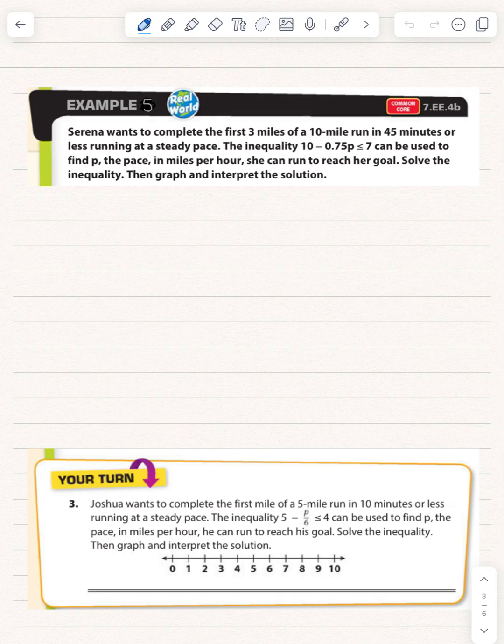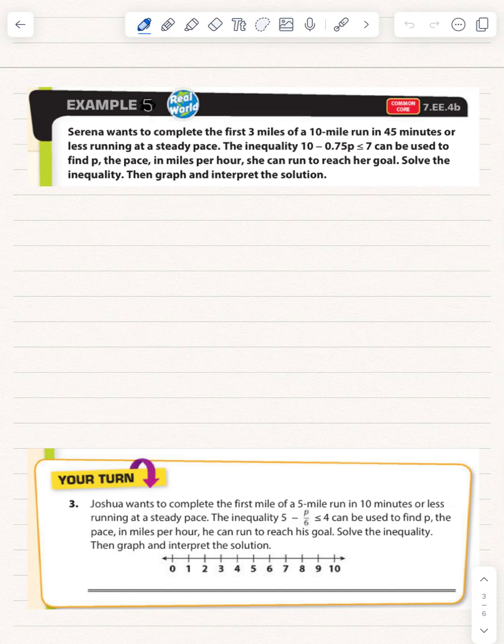All right, we're going to end with this word problem. Serena wants to complete the first 3 miles of a 10-mile run in 45 minutes or less, running at a steady pace. The inequality 10 minus 0.75p is less than or equal to 7 can be used to find p, the pace, in miles per hour she can run to reach her goal. We're going to solve this inequality, and then we'll graph and interpret the solution.